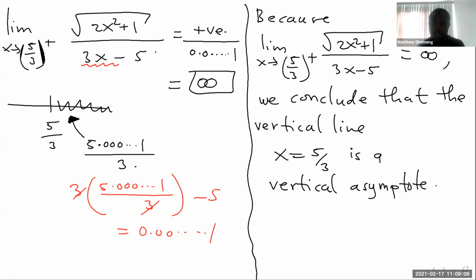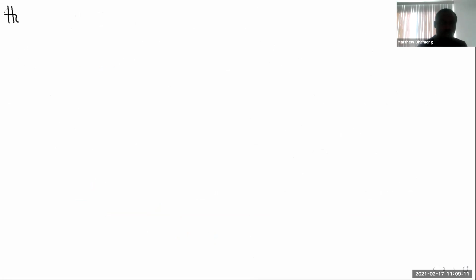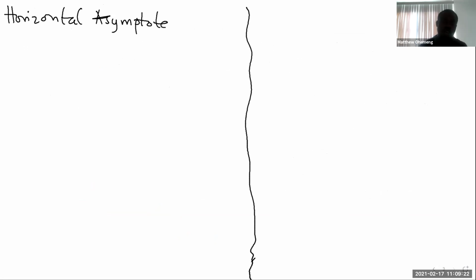Okay, then let's proceed. For horizontal asymptotes, from the last time, we learned that we need to look at limits at infinity. The two principal ones are the limit as s approaches infinity of the function and the limit as s approaches negative infinity of the function. These are the two you have to check.